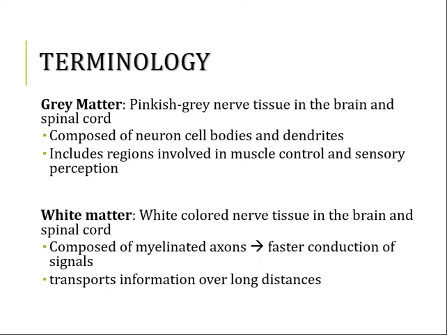We went over this last week, but just to review again, we have gray matter and white matter structures. The gray matter is pinkish, kind of gray nerve tissue in the brain and spinal cord, and it has all of our somas and dendrites in it. These include regions involved in muscle control and sensory perception. Whereas white matter is white because of myelin, so all of the myelinated axons, which causes faster conduction of signals and transports information over long distances.